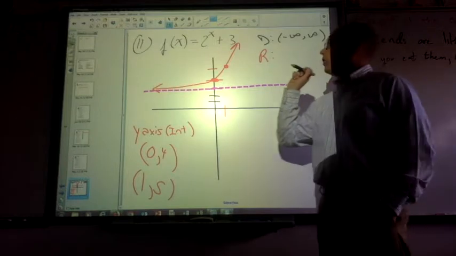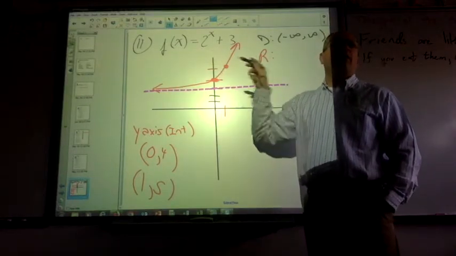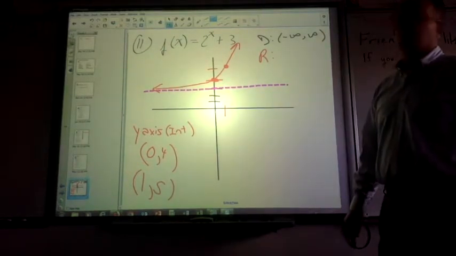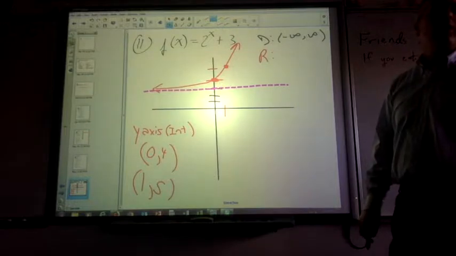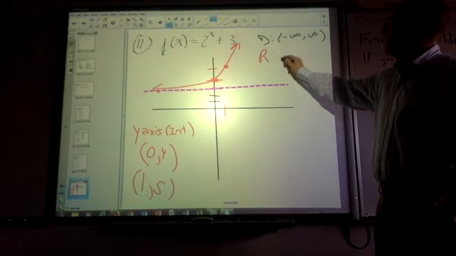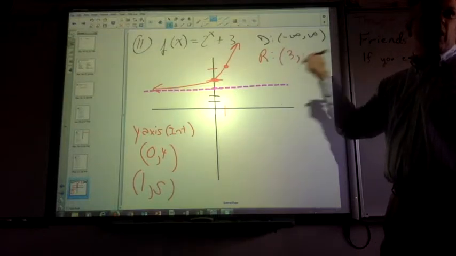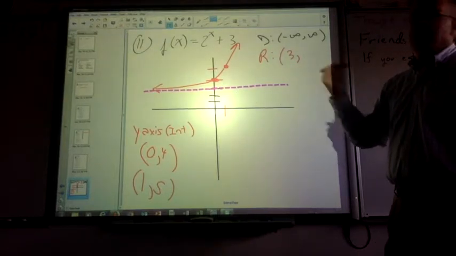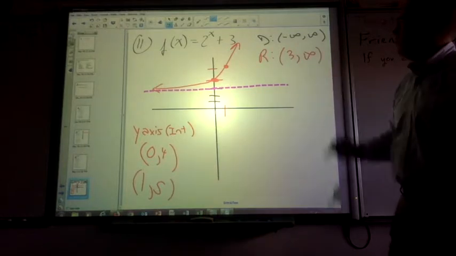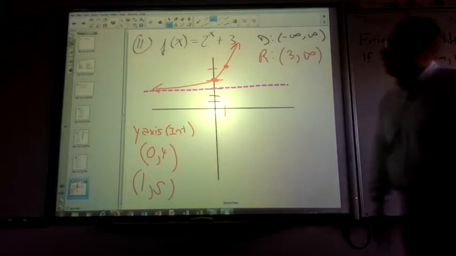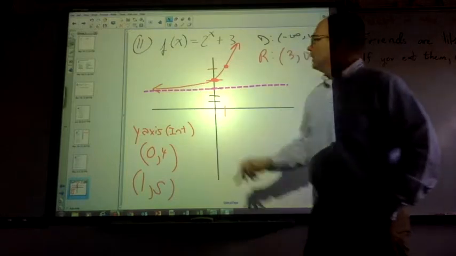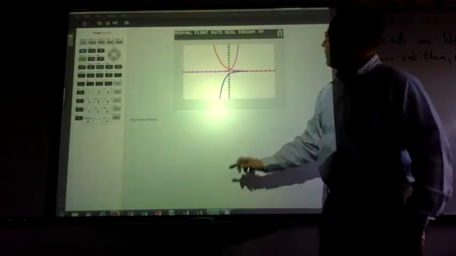So as I go forever that way, what number will I never get to? 3. I will never get to 3. As I go this way, there's another number I won't get to, but it's really big. Infinity. And beyond. All right, so let's look at this on the calculator for a minute.